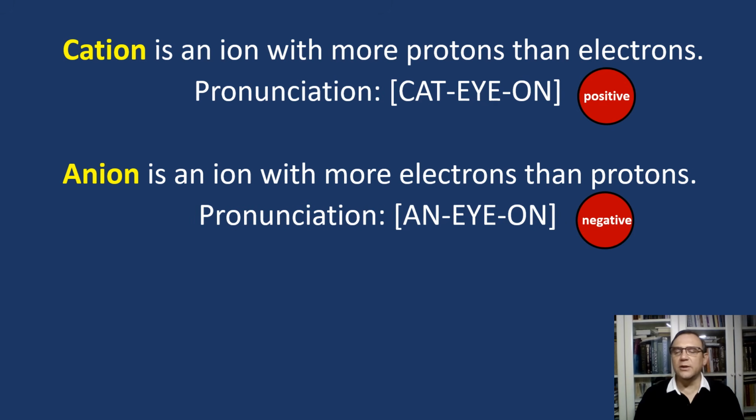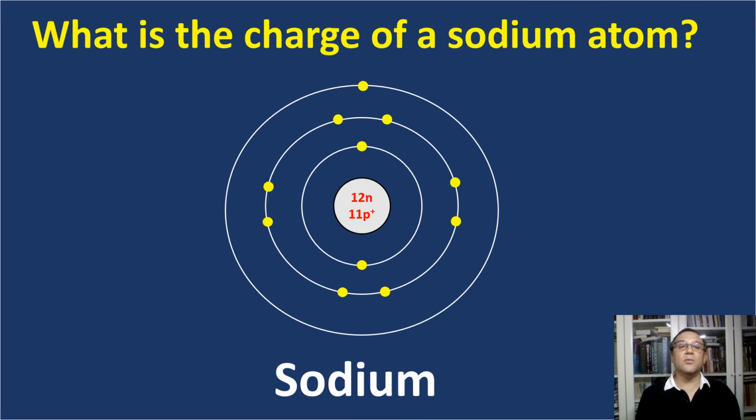Here are the important definitions to keep in mind. A cation is an ion with more protons than electrons. An anion is an ion with more electrons than protons. Next tricky question: what is the charge of a sodium atom? The answer is neutral, as atoms are always neutral. Only when sodium loses an electron does it become a positively charged ion.